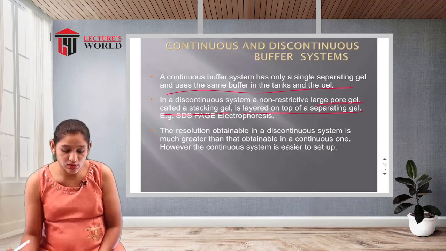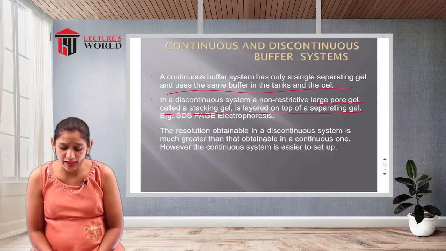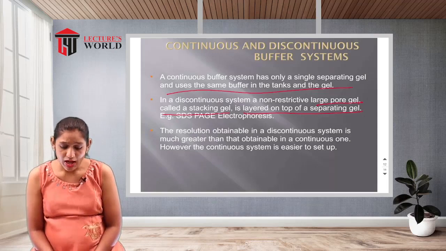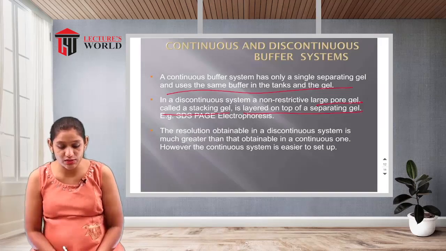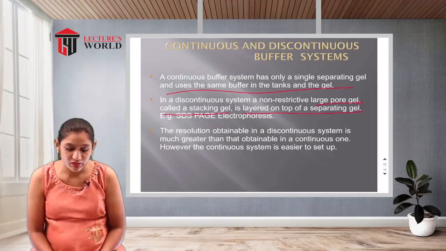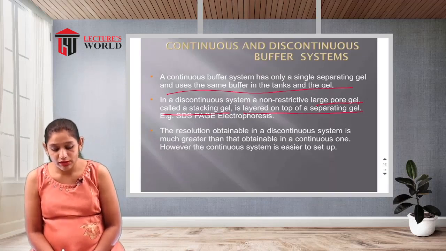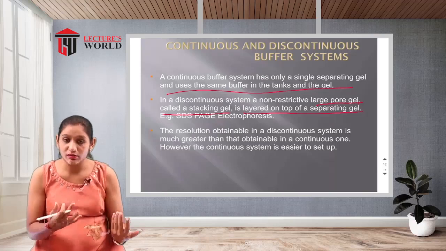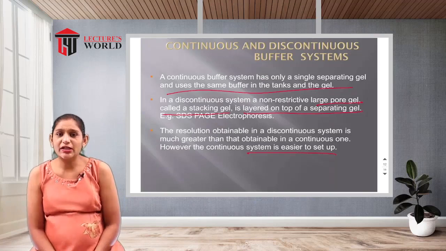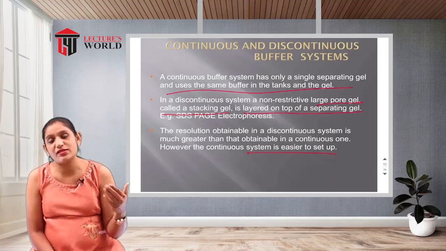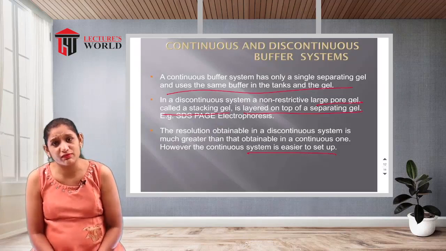The resolution obtained in a discontinuous system is much greater than that obtained in a continuous one. However, the continuous system is easier to set up. Why? Continuous means the current has a passageway that is continuously there, through the positive and negative regions, across the separated proteins that appear.